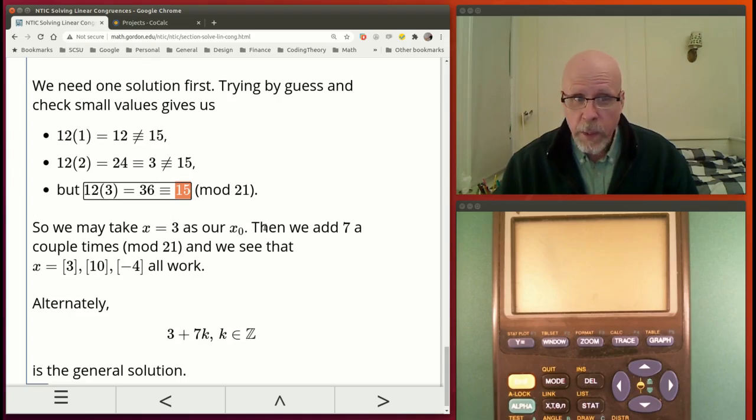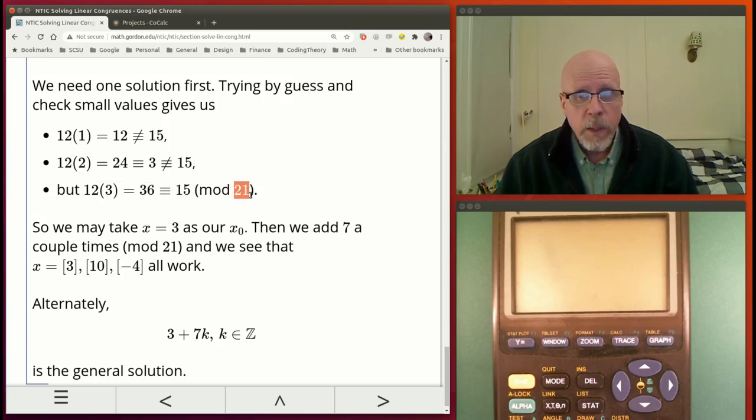So you can take 3 to be the original solution, or the generating solution. And then if you add 7 to that, you'll get another one. And then 7 to that, and you'll get yet another one. I don't know why he indicated this one with a minus 4. 3 works. 3 plus 7 is 10. 10 plus 7 is 17.